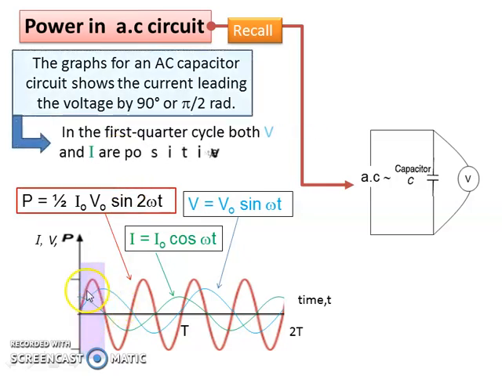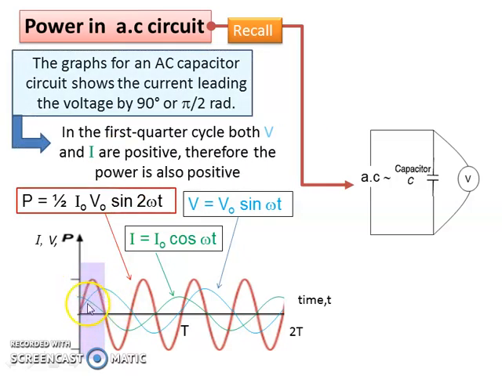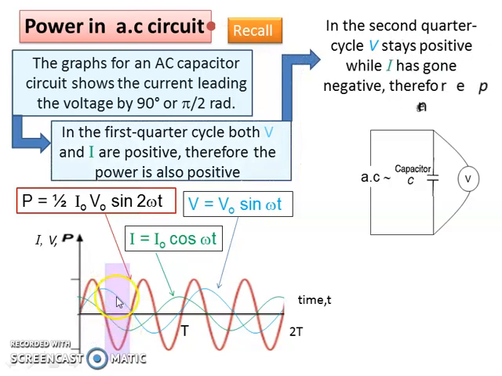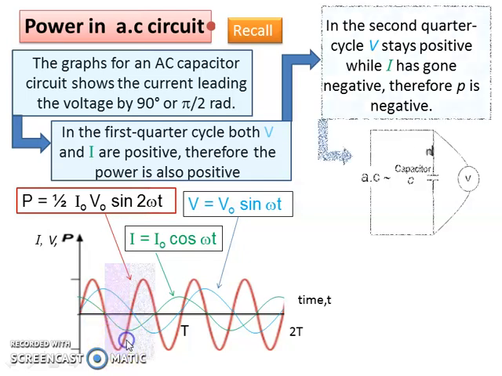So in the first quarter cycle, both V and I are positive, so therefore power is also positive. For the second quarter cycle, V stays positive and I is negative, so therefore P is negative.